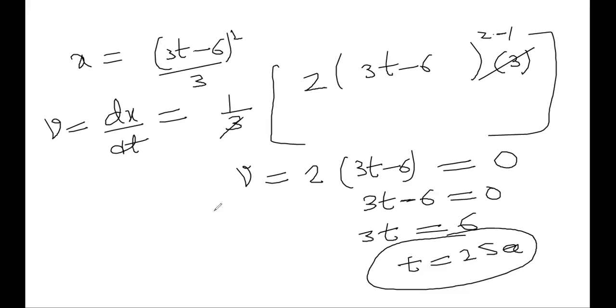What is the ask? What is the displacement when velocity is 0? This is the time. At time t is equal to 2 seconds, velocity became 0. Is it understood till here? Now we have to use this time to find the displacement. Okay? Is it clear?